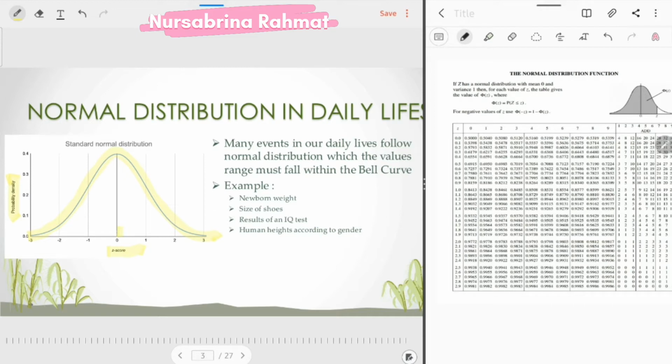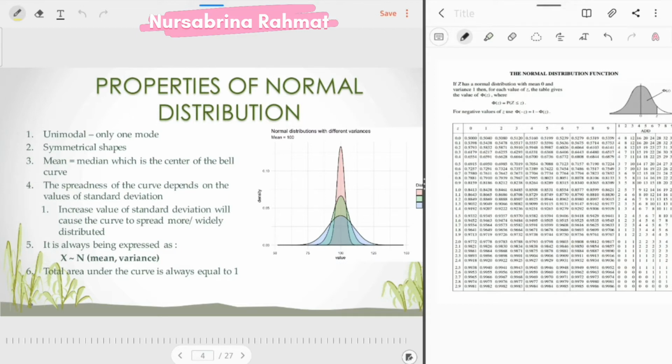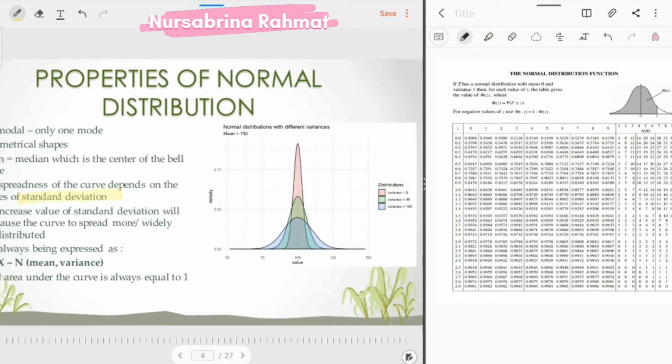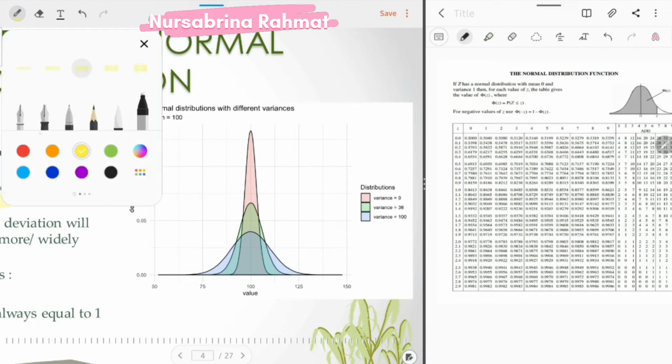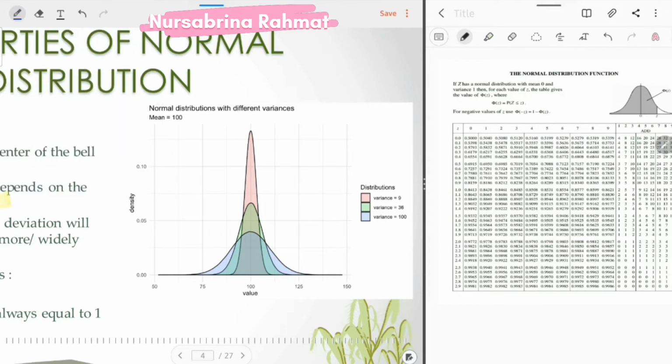From this normal distribution, it can be widespread depending on the value of the standard deviation. The larger the standard deviation, the wider the spread of the graph. As you can see in the bell curve given here, we have three different curves with three different variance values: variance 9, variance 36 and variance equals 100. As you all know, variance is the square of your standard deviation.